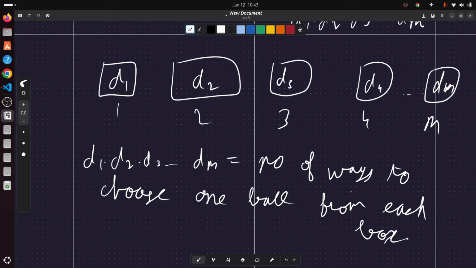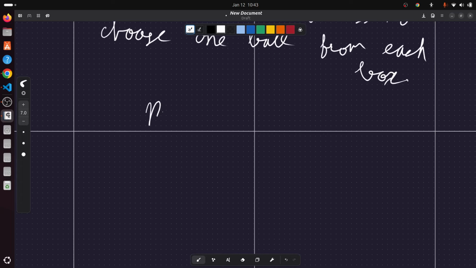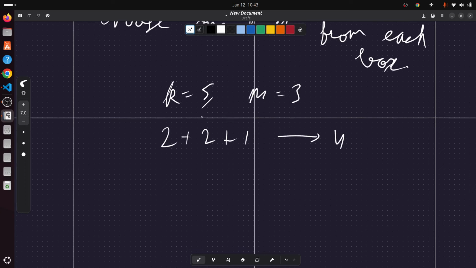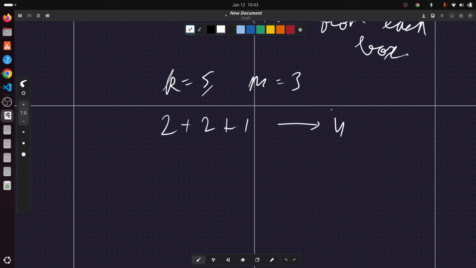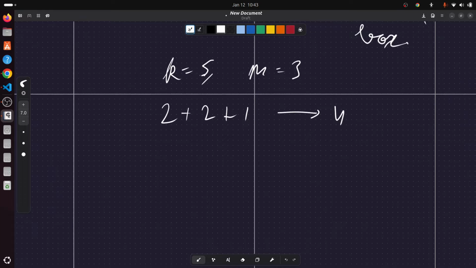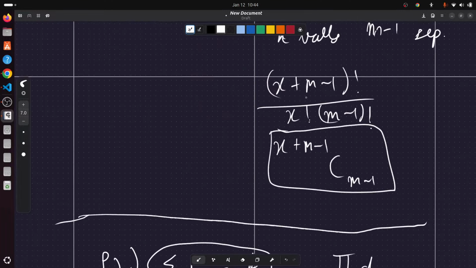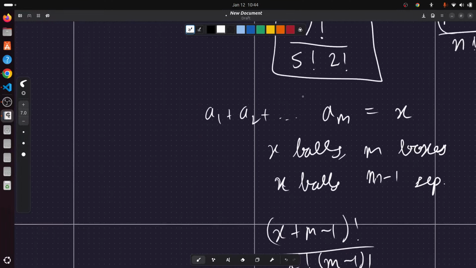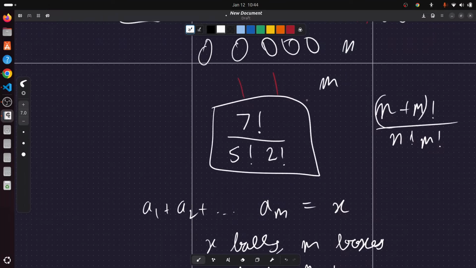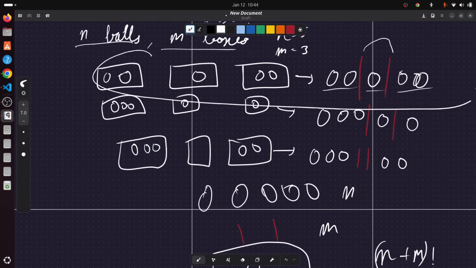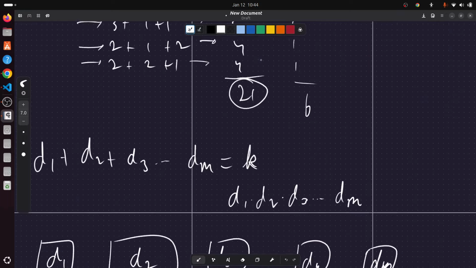from each box. So, to give an example, let's say we had that example where k is equal to 5 and m is equal to 3. So one way of breaking was 2 plus 2 plus 1, right? And for this we added 4. Okay, for this distribution we added 4 to the answer. So how do I draw this? Here I drew it in terms of boxes and balls and box separators, right? I drew the cases in terms of balls and box separators. So here also I can do that.